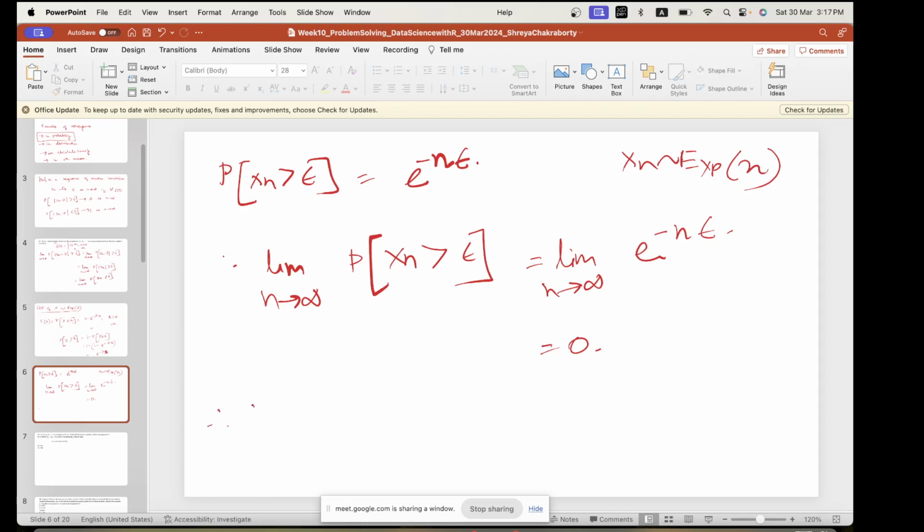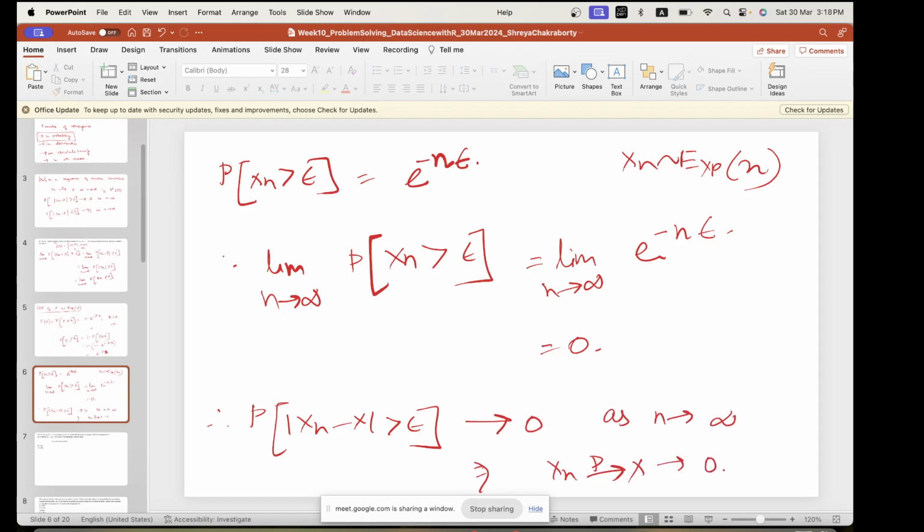So therefore what do we have? Probability of modulus Xn minus X greater than epsilon goes to 0 as n tends to infinity, which implies Xn converges in probability to X, where X is 0. Or you can write it like this: Xn converges in probability to 0.